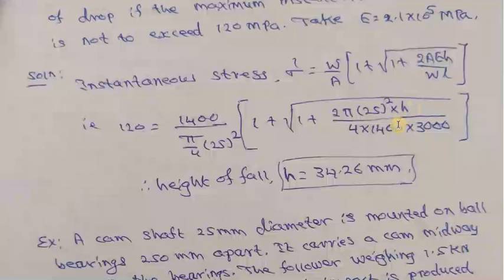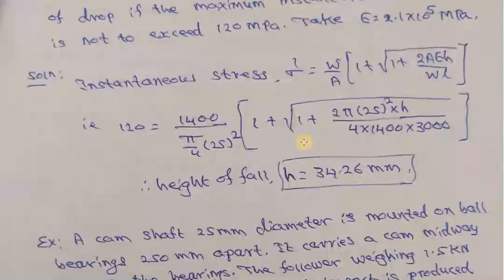H is what you are required to calculate. And then the W is given and L is given. So you have to simplify this. All terms are given. You have to simplify this and then calculate the value of H.